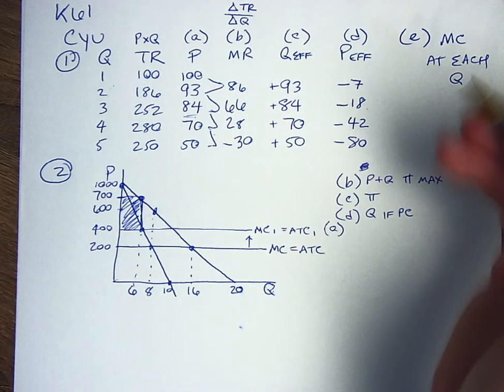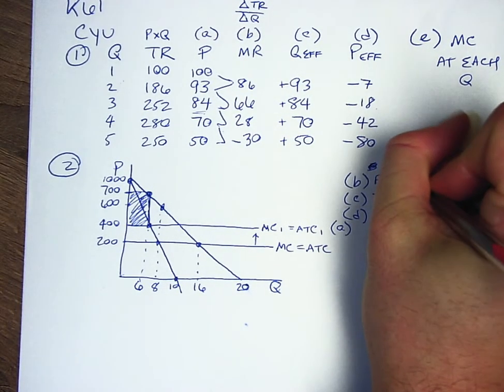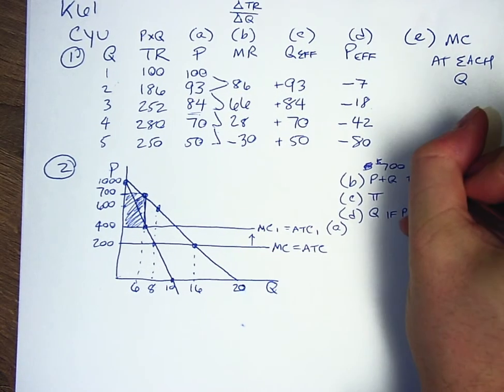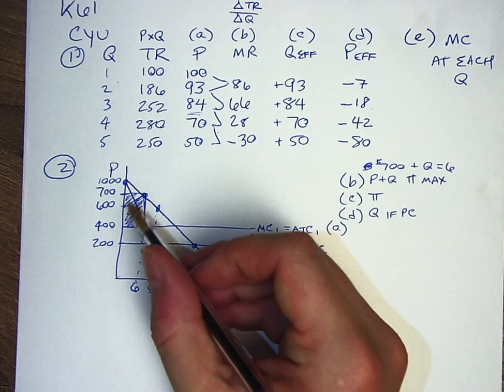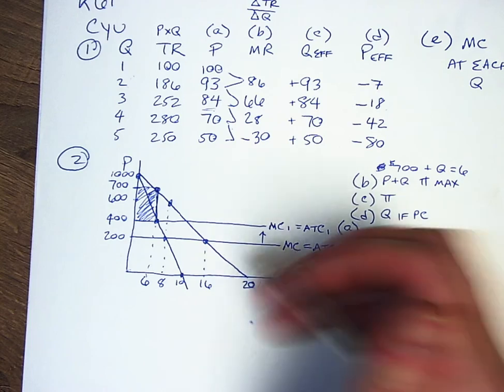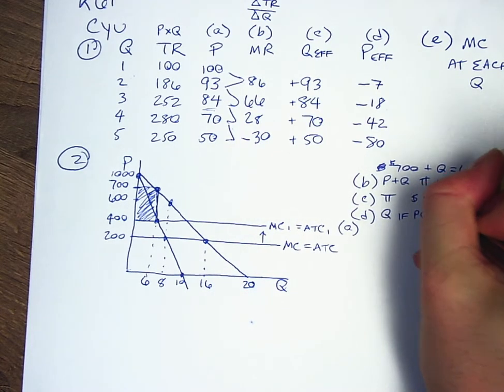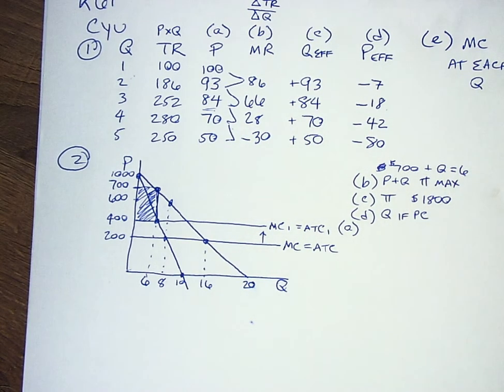All right. So, I'm struggling here. $700 is the price, and the quantity equals 6. The profit is 7 minus 4, that's 300, times 6. That's 1,800. And if it were perfectly competitive, right?